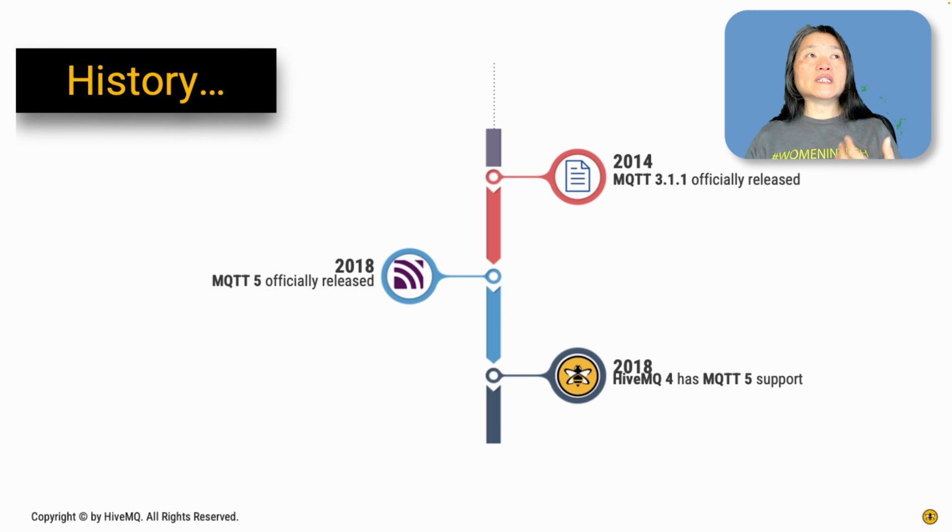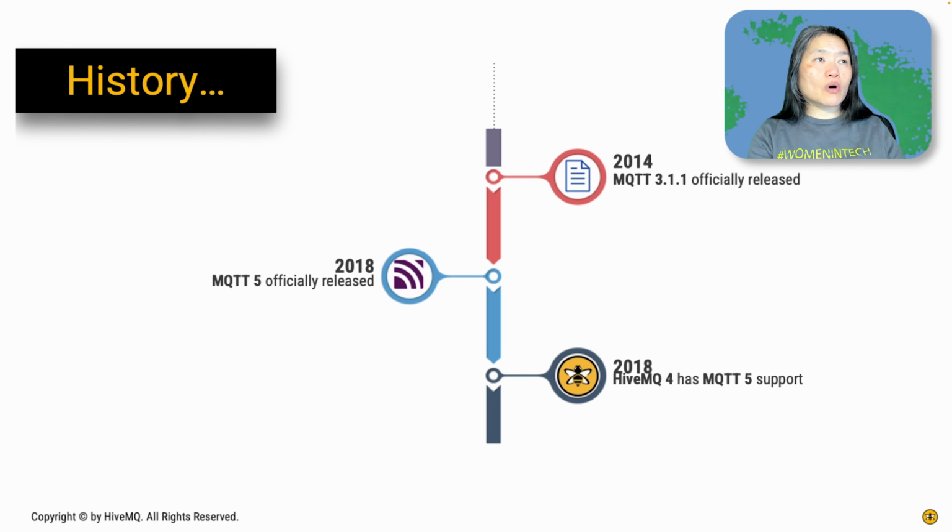Then in 2014, there was another release, a minor release, 3.1.1. Nonetheless, it became almost the de facto version that most vendors have. In fact, if they're an MQTT broker, they would be implementing MQTT 3.1.1, and that's the majority of vendors to this day.